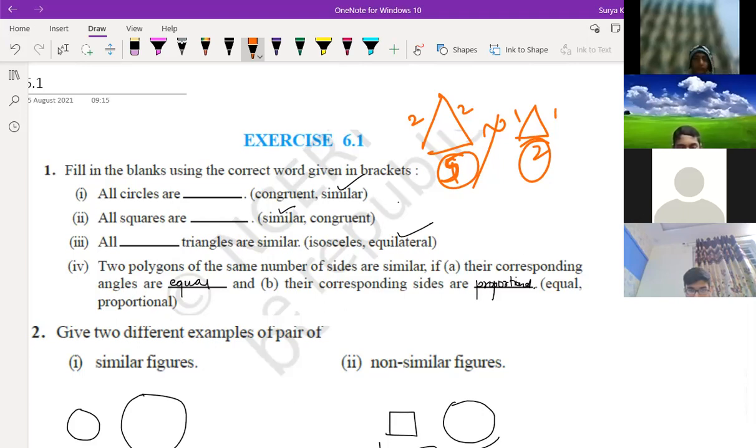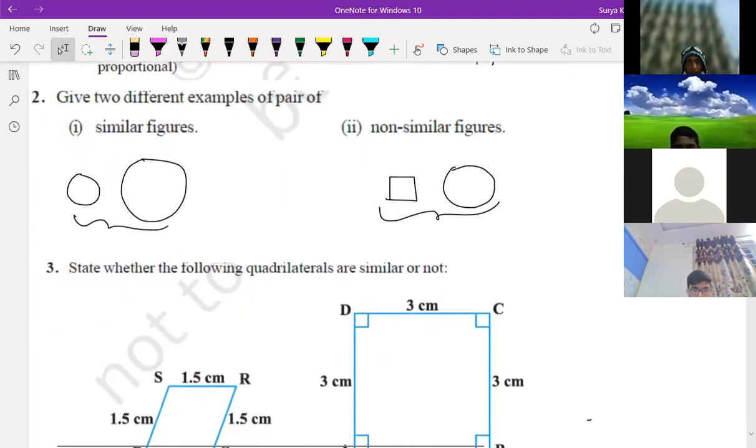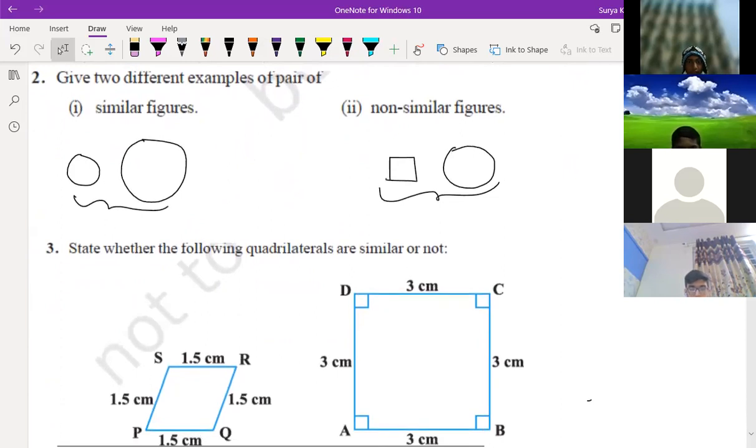Next, the fourth part is: two polygons of the same number of sides are similar if their corresponding angles are equal and their corresponding sides are proportional. Two polygons of the same number of sides are similar if what? This we read in the concept only. Next, the question says to give two different pairs of similar figures and non-similar figures. You can give these easily, not a problem, right?